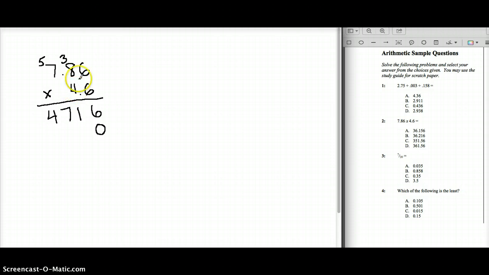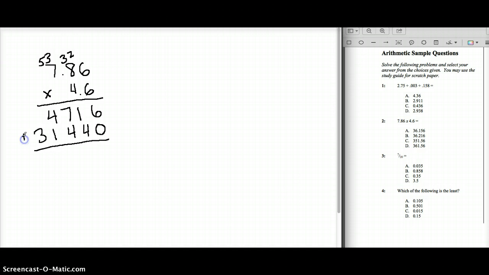So let's start with the 4. 4 times 6 is 24. And we need to carry that 2 up here. 8 times 4 is 32. Add the 2 we just carried. That's 34. Carry that 3 up here. 4 times 7 is 28. Plus 3 is 31. So now we have two numbers added together.